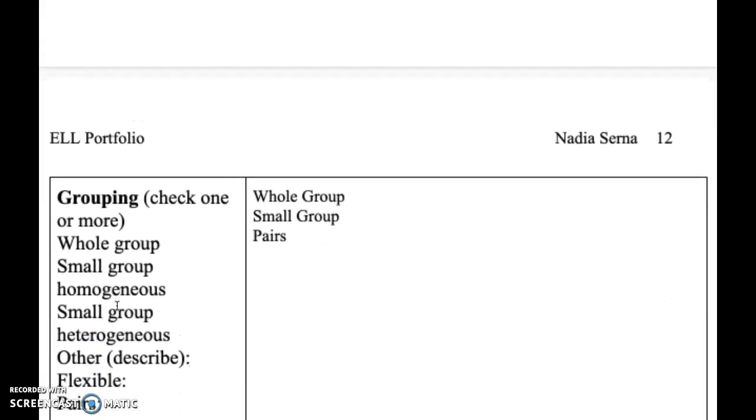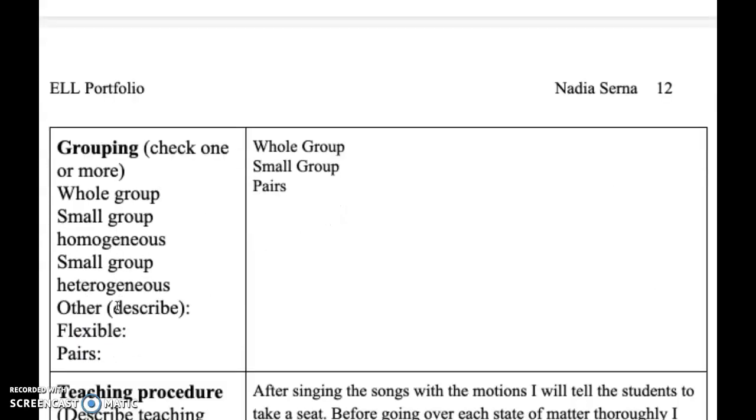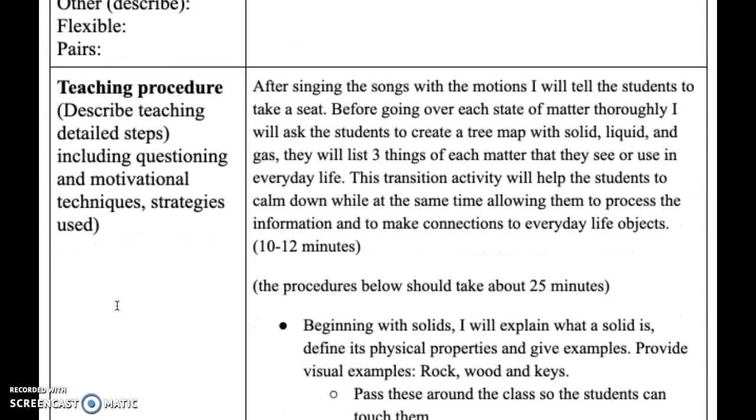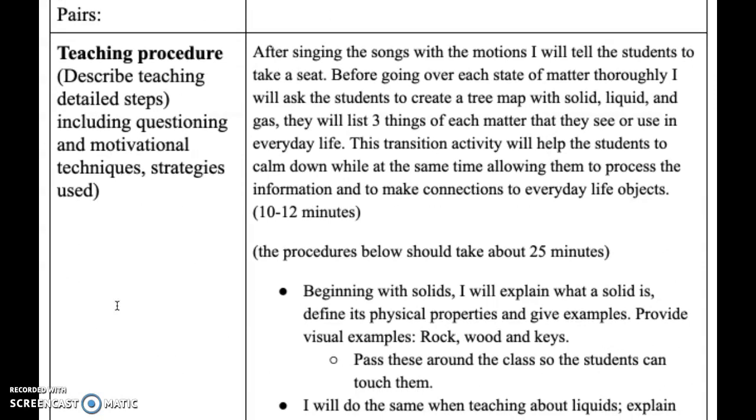Okay, now grouping, I will use whole group, small group, and pairs. So the teaching procedure. After singing the song with motions, I will tell the students to take a seat. Before going through each state of matter thoroughly, I will ask the students to create a tree map with solid, liquid, and gas. They will list 3 things of each matter that they see or use in everyday life. This transition activity will help the students to calm down while at the same time allowing them to process the information to make the connections to everyday life objects.